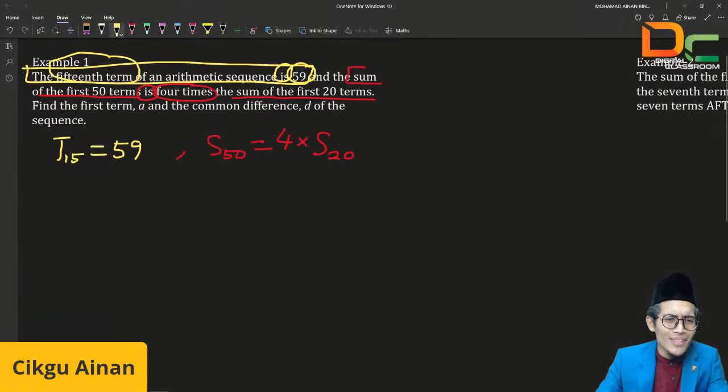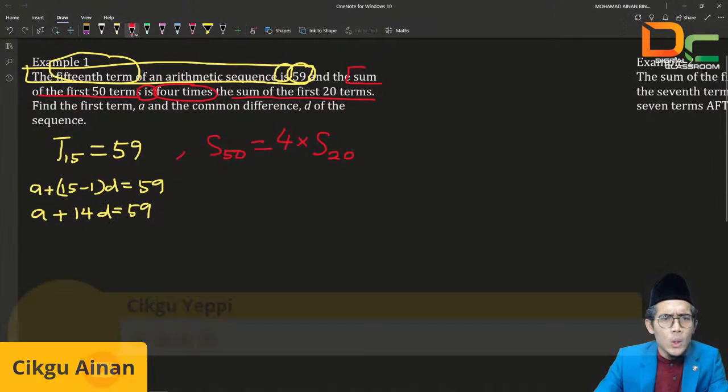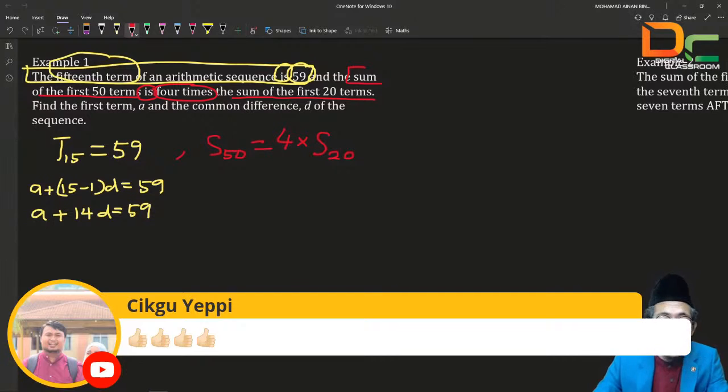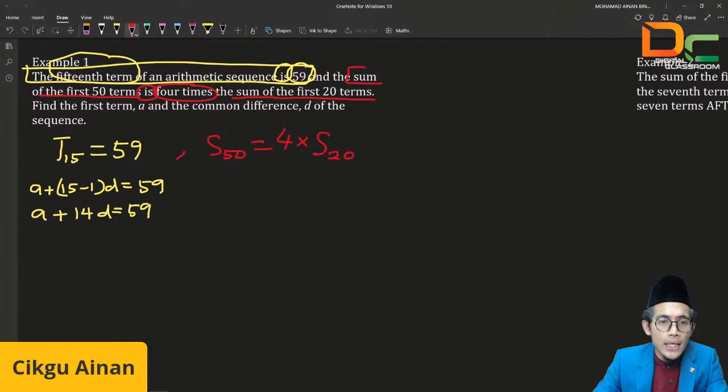So just change this using the formula. T15 is A plus 15 minus 1, multiplied by the common difference, equals 59, and then we simplify it, we get A plus 14D equals 59. Now for the sum, the formula for the sum is 50 over 2, double the first term, 2A, plus 50 minus 1 multiplied by the common difference.